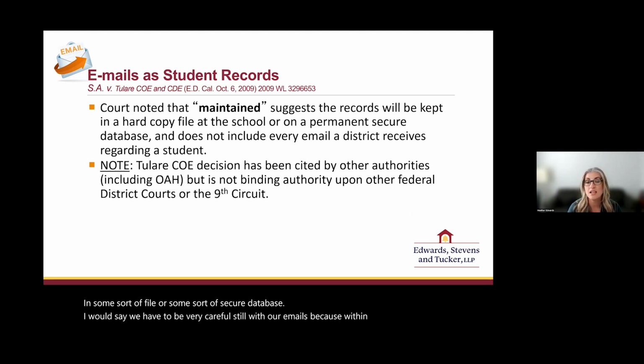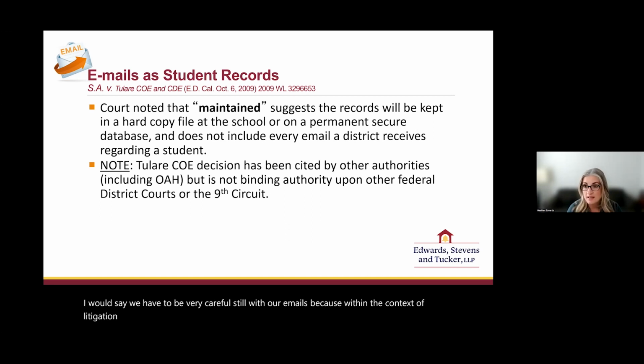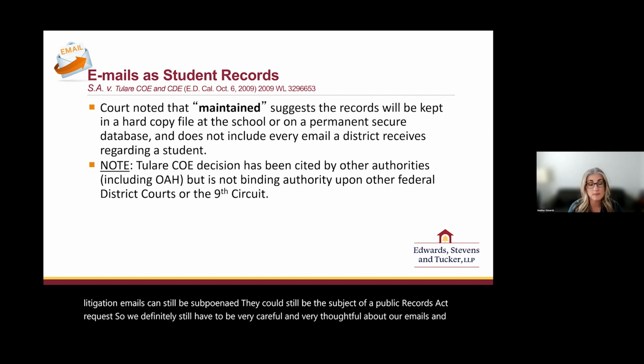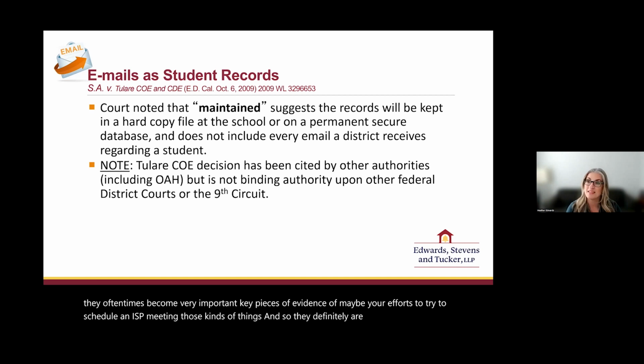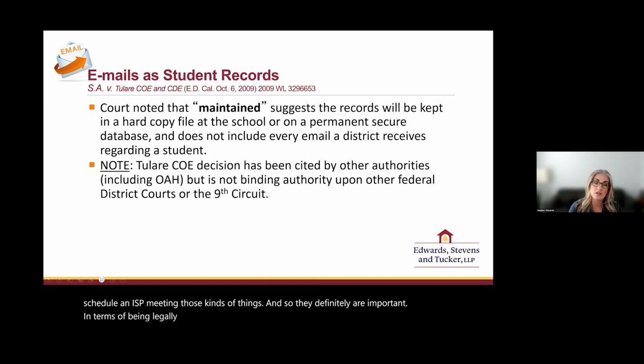I would say we have to be very careful still with our emails, because within the context of litigation, emails can still be subpoenaed. They could still be the subject of a Public Records Act request. So we definitely still have to be very careful and very thoughtful about our emails, and they oftentimes become very important key pieces of evidence of maybe your efforts to try to schedule an IEP meeting, those kinds of things. And so they definitely are important in terms of being legally defensible, but generally speaking, they're not going to be required to be disclosed when a parent requests access to records.